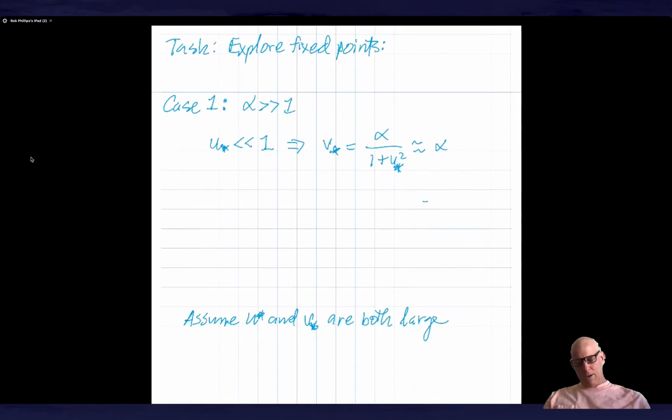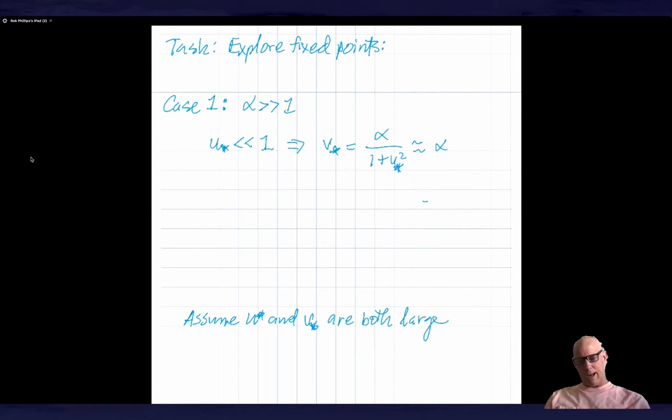So what we're going to do now is explore the fixed points. In case 1, I want to think about the case where alpha is much, much greater than 1. So this is the large r over gamma kd limit. And we're going to start out by assuming that U star is much, much less than 1. I'm using the star notation to signify the fixed point, and I'm saying we're in the switched state where U star is very small, and that better imply that V star is large.